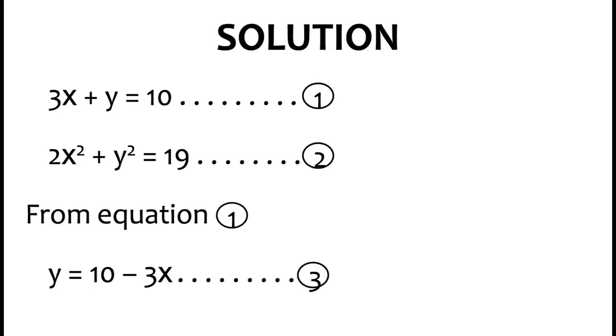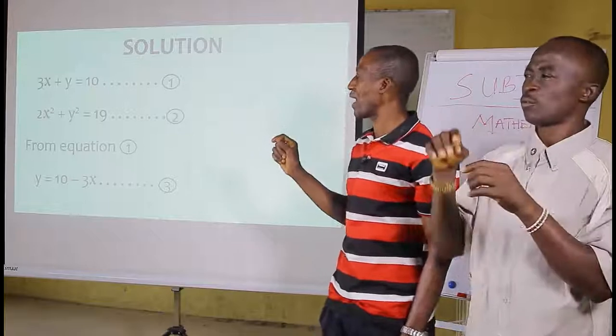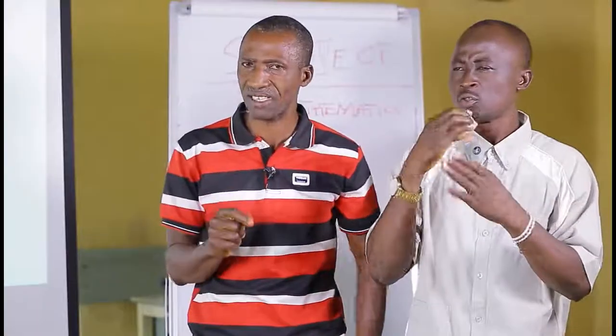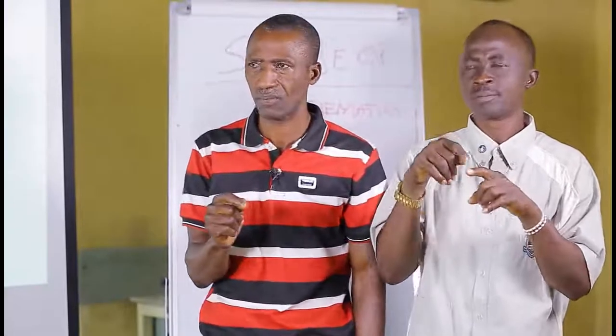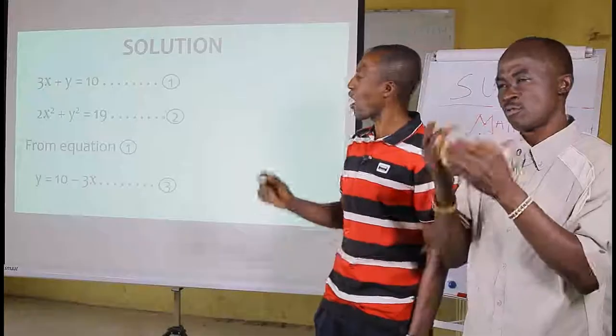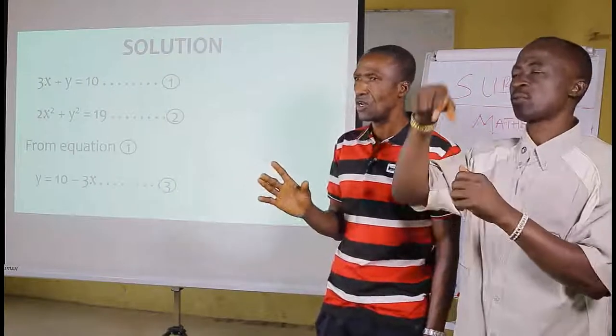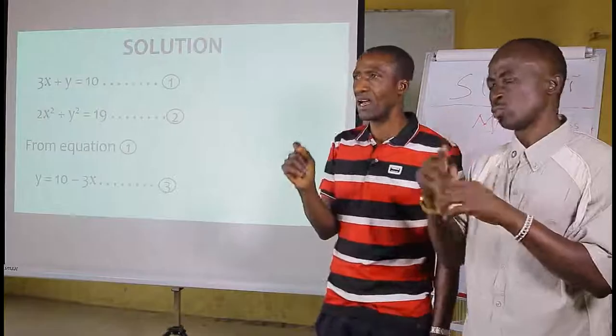Now, in the solution, 3x plus y equals 10, I name it equation 1. And 2x squared plus y squared equals 19, I name it equation 2. Now, in solving, I use equation 1 and make y the subject of the formula. I want to advise you: in solving problems involving linear and quadratic equations, always start with the linear equation to make your work easier. You are also free to start with the quadratic equation, but certainly, if you are not careful, it will lead you to an error. So advisably, always start with the linear equation.